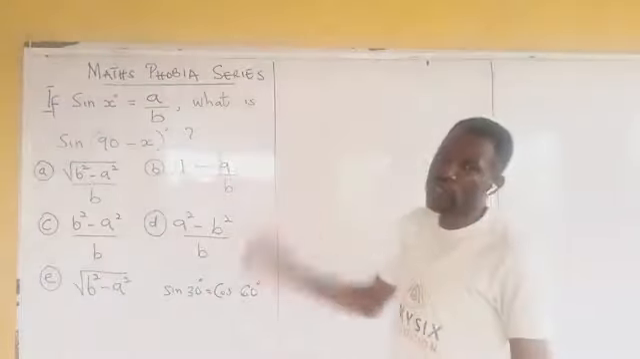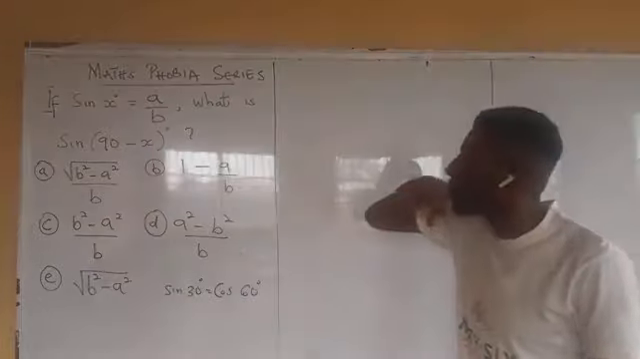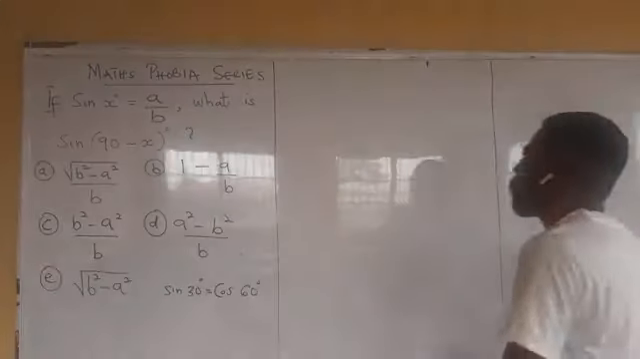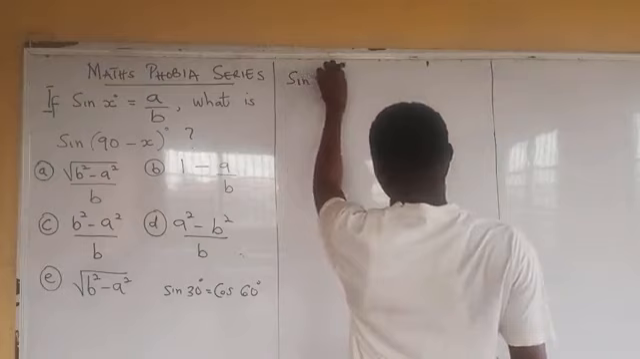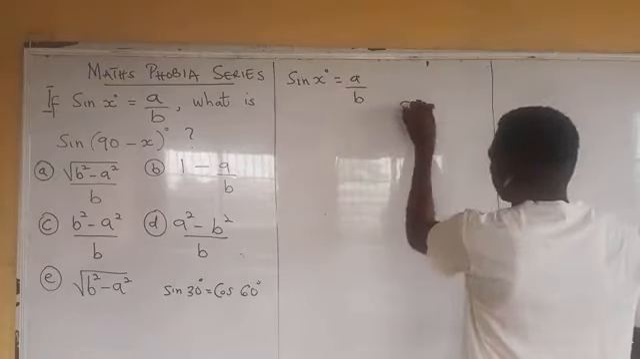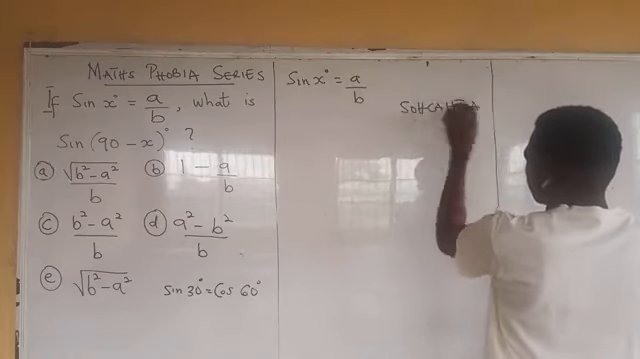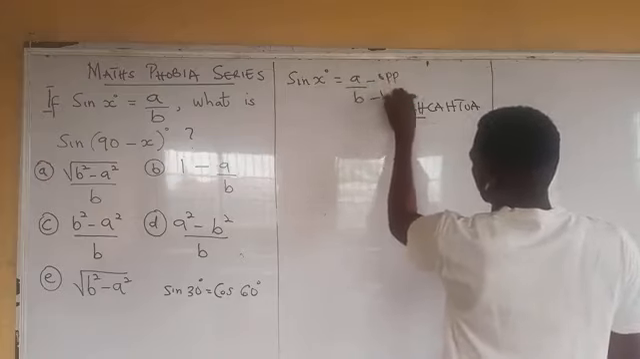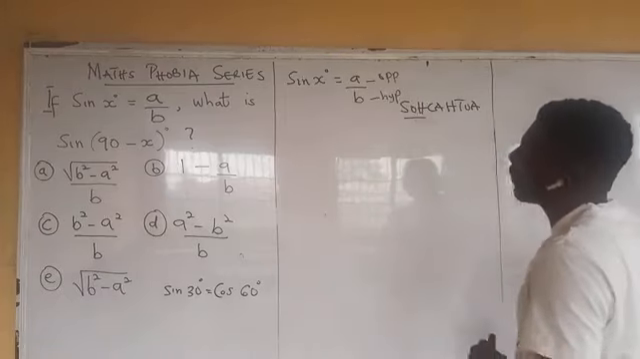Alright, so let's quickly look at our question. If sine x degree equals a over b, what is sine 90 minus x degree? We know that sine x degree is given as a over b. And from SOHCAHTOA, we know that sine is opposite over the hypotenuse. Opposite over hypotenuse. So what do we have from here?